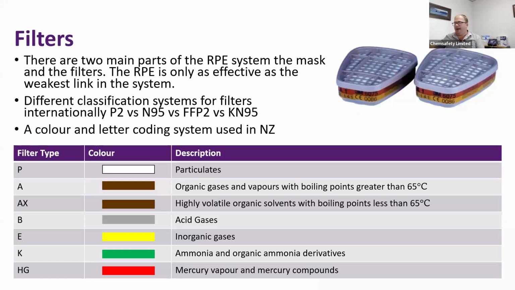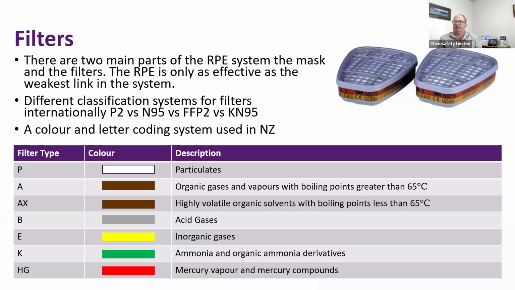We also have a color coding system. White is particulate. And you might be able to see here, this is a multi-gas. You can see there's brown, yellow, white, brown, grey, yellow, and green stripes in that filter. So that's a multi-gas filter, which covers a lot of the things I'm about to talk about.